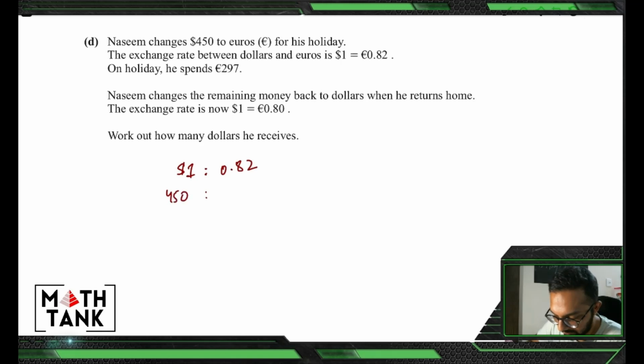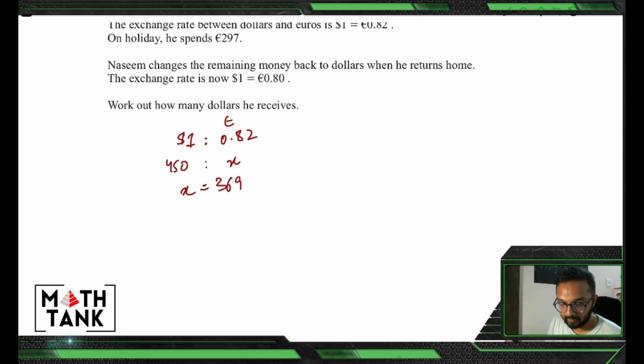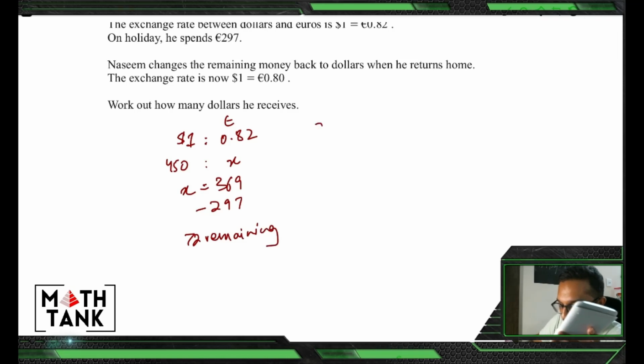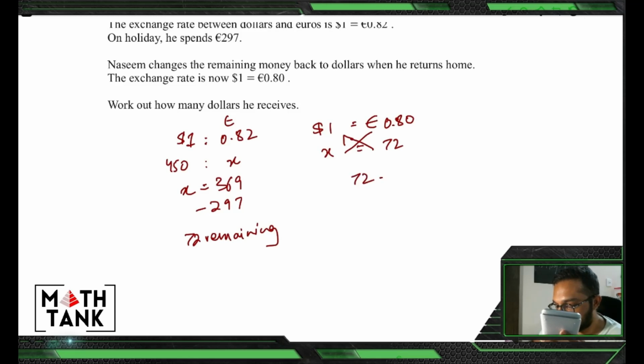So $450 into euros first. So how much does he get? 450 into 0.82. 369. He spends 297. 72 remaining. Take this 72, put it onto the new ratio. So those are euros, so 72x. So that's going to be 72 equals 0.80x. 90.